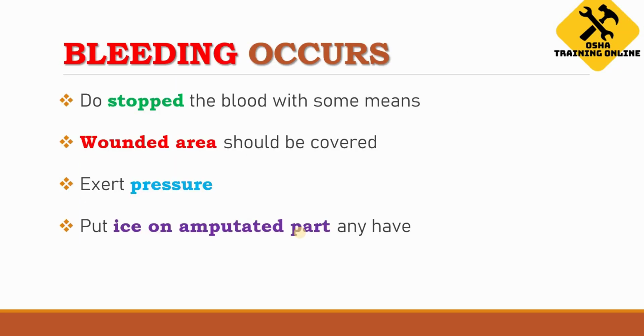If bleeding occurs, then in that case do stop the bleed with some means. You have to try to stop the bleed of an injured person, and the wounded area should be covered with some material, either some bandage or something else. You have to put a little bit of pressure on the area which has been cut so that the bleeding is stopped. And lastly, put ice on the amputated part. If some part is cut, in that case you have to put ice on it.